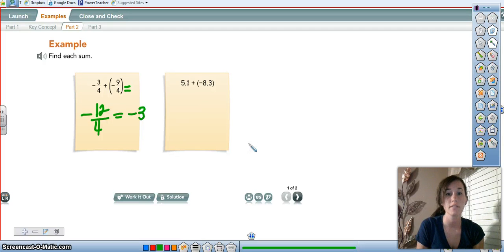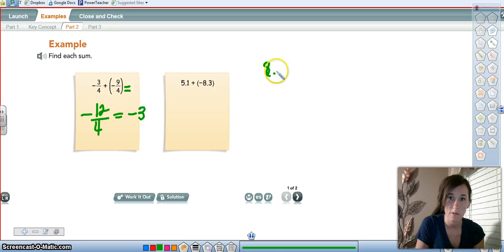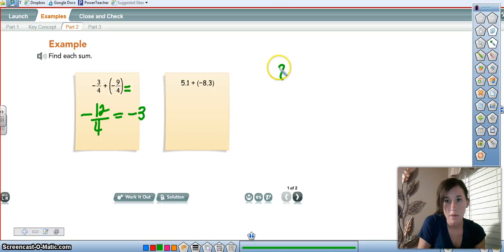Okay, on our next example, we have different signs. So we'd find the difference or subtract these values. We always do the bigger one minus the smaller one.